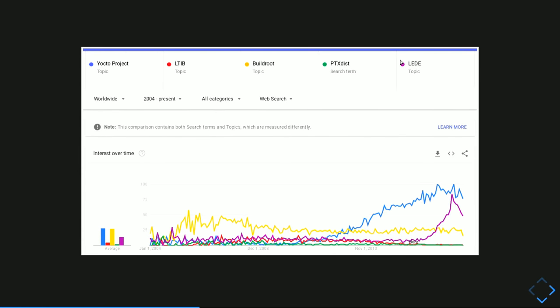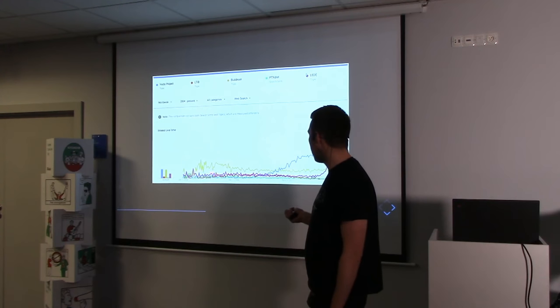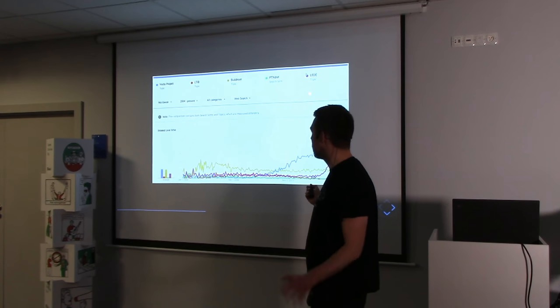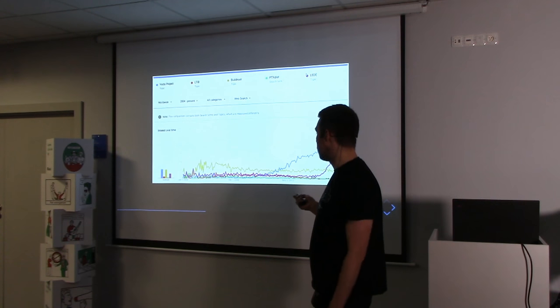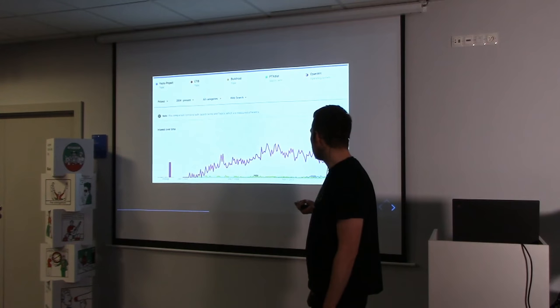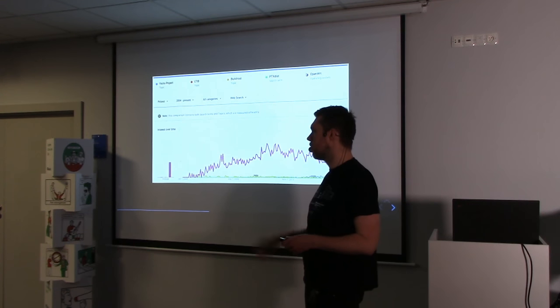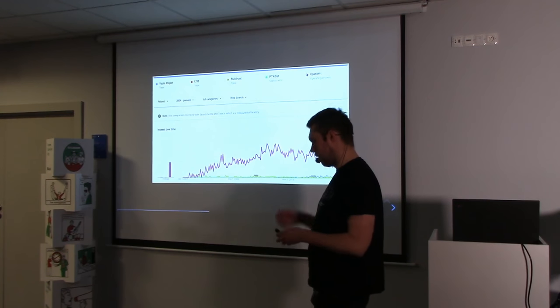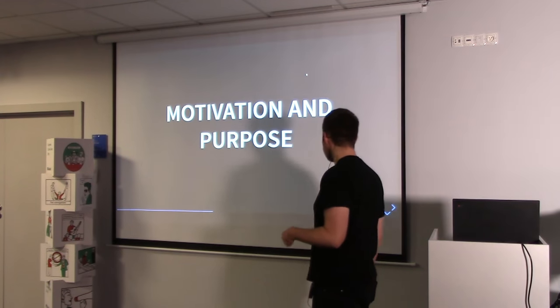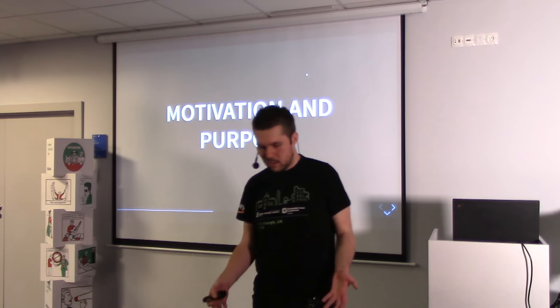Here is the popularity of those embedded Linux build systems. As you see, Buildroot has been quite stable for a long time, and right now the Yocto Project is on the rise, as well as LEDE, which was a fork of OpenWRT. I don't put OpenWRT here because it's not treated as an embedded Linux build system, but just as a distribution. People just go to the OpenWRT page, download the system, and make it work. Okay, but why am I taking care about embedded systems?